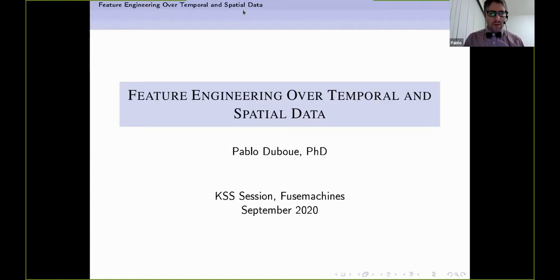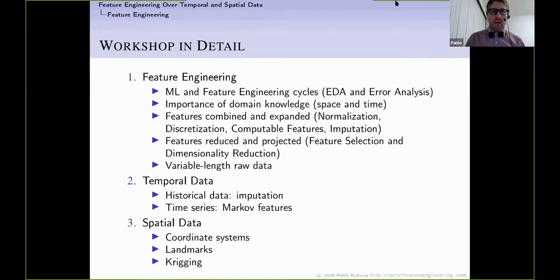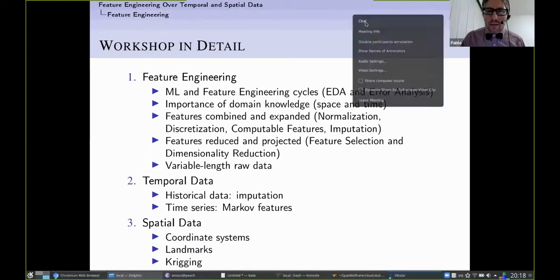Okay, so we are now at half the people. So as mentioned, we have 2 parts. The first part, we're going to go through these slides, and I'll be monitoring the chat if I can see it here.